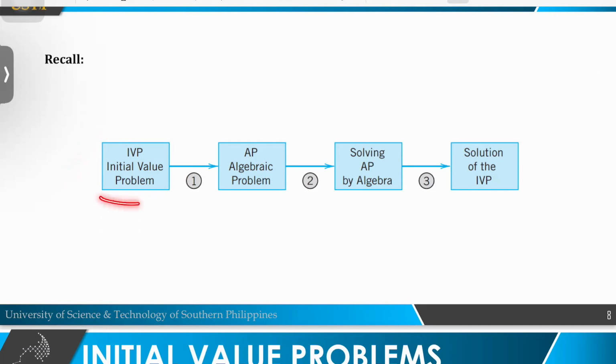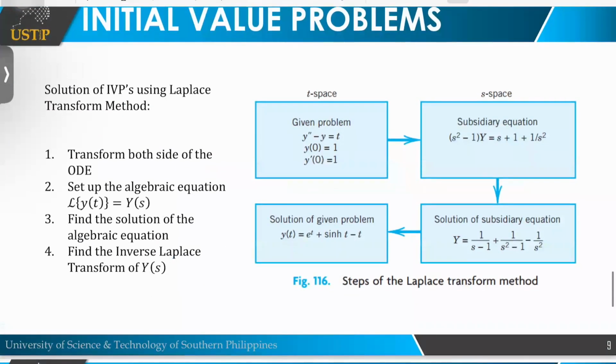Okay? When you're given an IVP, all you have to do is transform it into an algebraic problem using Laplace transform and then solve the algebraic problem by algebra, of course, and then we get the solution of the IVP. So how do we do that? This is the solution using the Laplace transform method. First, you transform both sides of the ODE. So get the Laplace transform of the left side of the equation, get the Laplace transform of the right side of the equation. So for example, at the T domain, or T space, that is what is given in this problem.